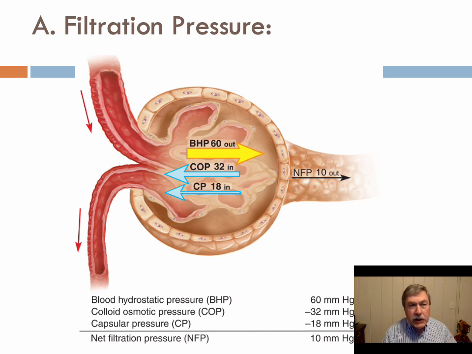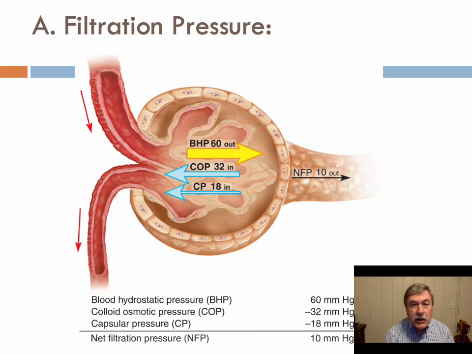Once the blood gets to the glomerulus, the pressure of the blood is only about 60 millimeters mercury. Okay, so that's what forces most of the plasma out of the glomerulus and into the capsular space. Now, in addition, there are two opposing forces that oppose the filtration of the blood in the renal corpuscle.